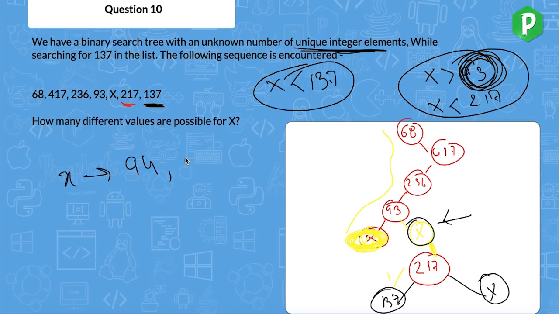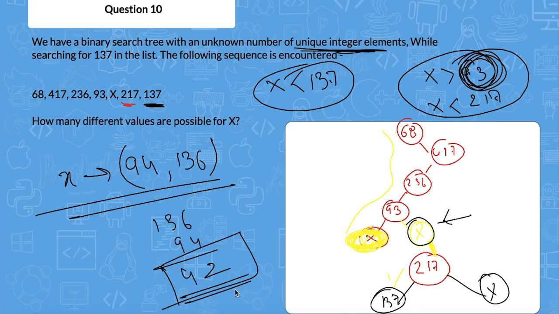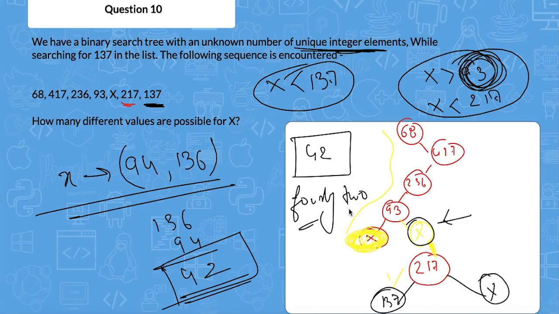So between 94 and 136, just subtract 94 from 136 if we do, so we get 42 here, and so the answer is 42. So it can take 42 possible values totally. So again this is a box type of question, right? You will enter 42 in the box and in digits, not like F-O-U-R-T-Y and then T-W-O, right? So you will enter 42 as numeric digits.